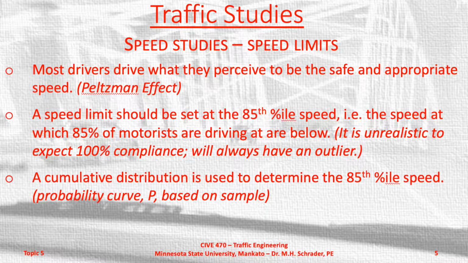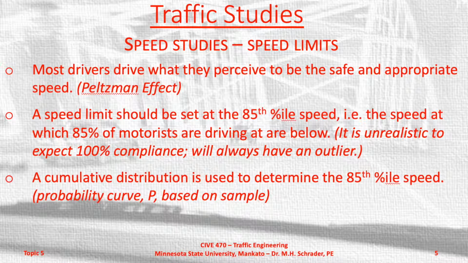Looking at Dr. Schrader's slides about topic 5. In slide 5, Dr. Schrader notes the following. Most drivers drive what they perceive to be the safe and appropriate speed. A speed limit should be set at the 85th percentile speed, i.e., the speed at which 85% of the motorists are driving at or below. It's unrealistic to expect 100%, you will always have an outlier. A cumulative distribution is used to determine the 85th percentile speed.